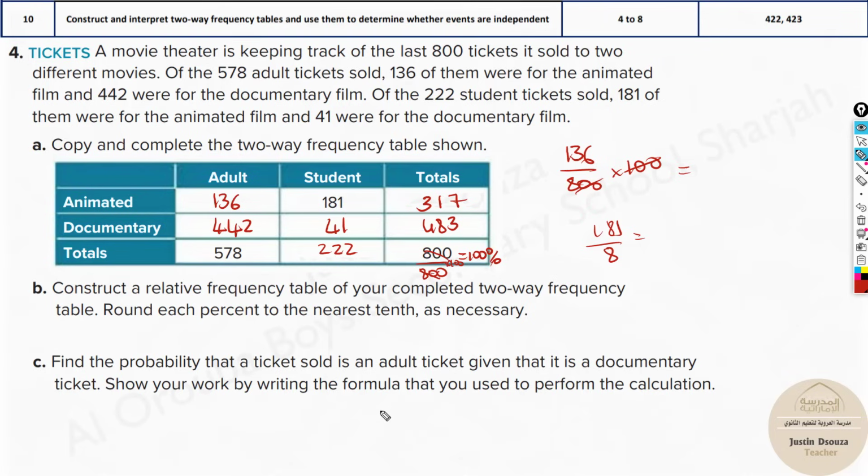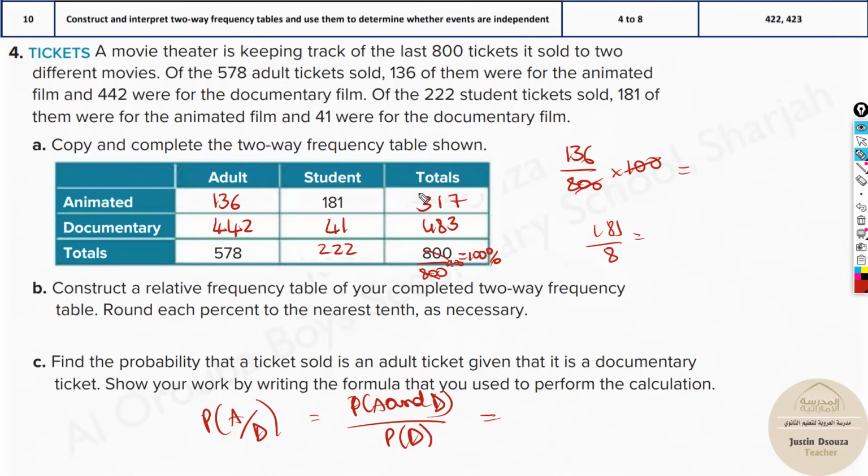They've asked you to work out the formula. So probability of what is the condition? The condition is documentary ticket, but we need to know it's an adult ticket, A. Given it's documentary, that means it will be probability of adult and documentary divided by probability of documentary only.